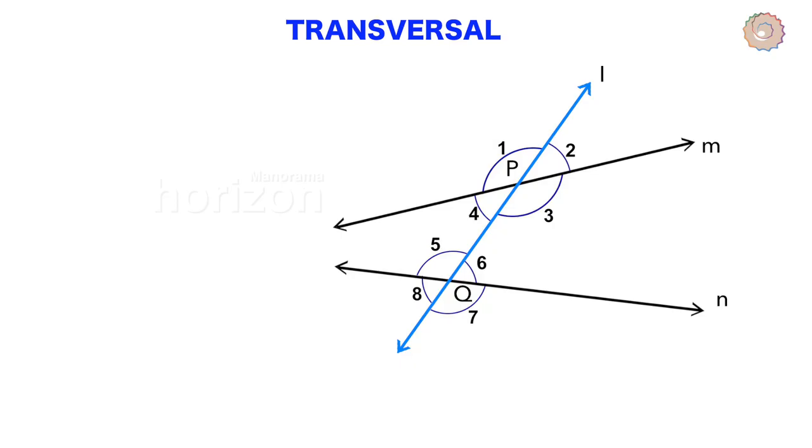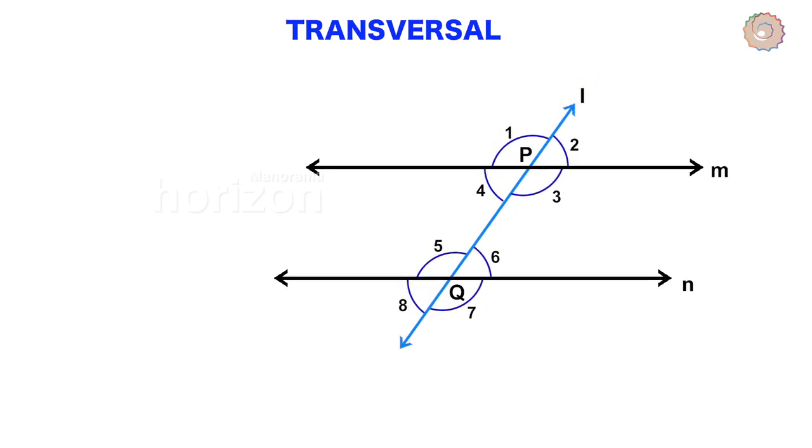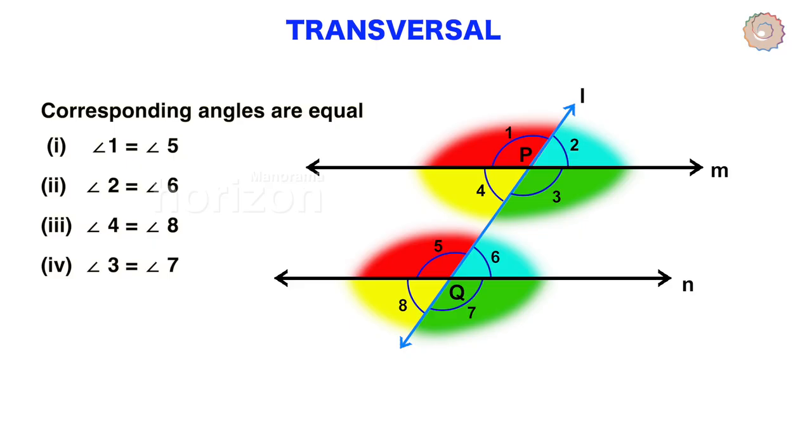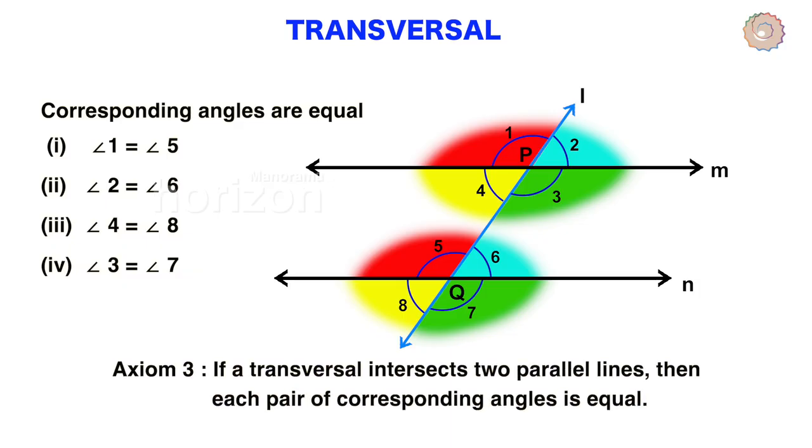Now let's see what happens to the corresponding angles if the lines M and N are parallel to each other. Then their corresponding angles are found to be equal to each other. That is, angle 1 equals angle 5, angle 2 equals angle 6, angle 4 equals angle 8 and angle 3 equals angle 7. This can be concluded as an axiom. That is, if a transversal intersects two parallel lines, then each pair of corresponding angles is equal. This axiom is also referred to as the corresponding angles axiom.